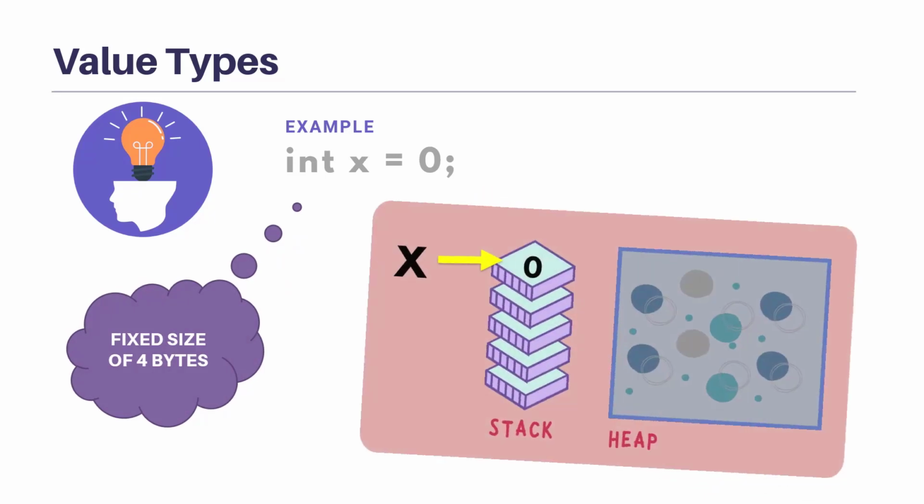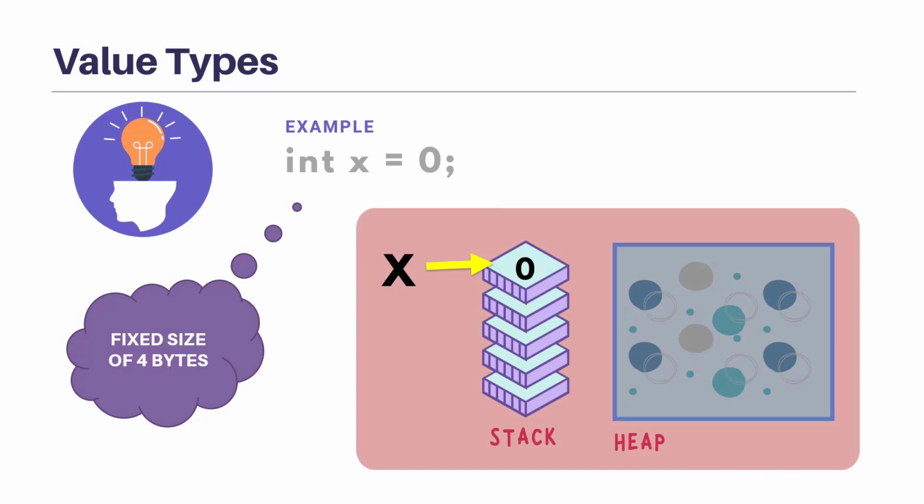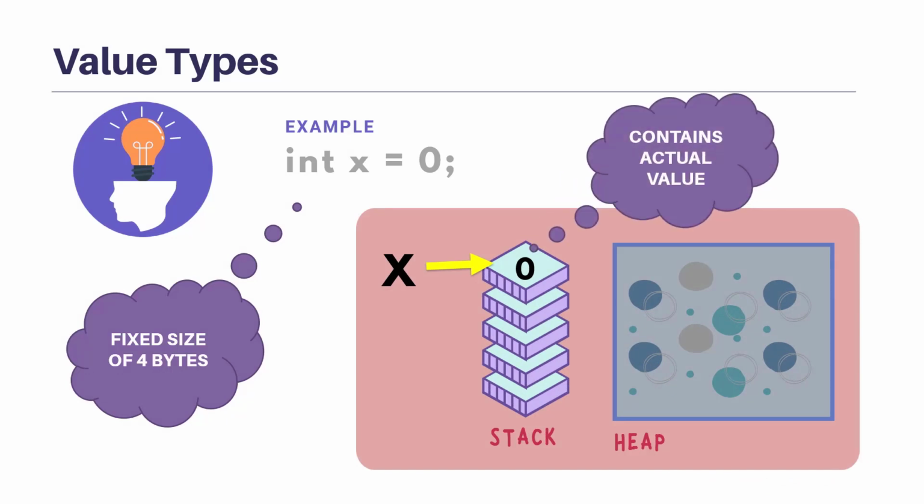A value type also has one characteristic. Regardless of the value it contains, a value type always takes a fixed number of bytes in memory. For example, a numeric data type integer will always take 4 bytes in C#. A character data type would always take 2 bytes.